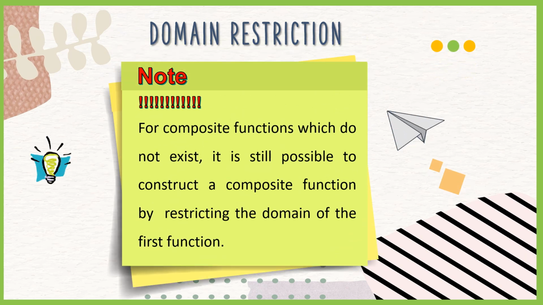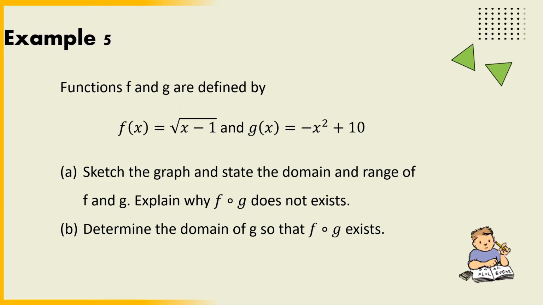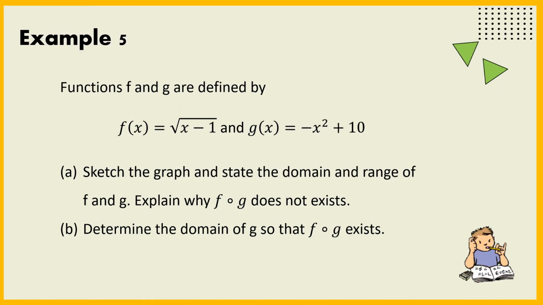For composite functions which do not exist, it is still possible to construct a composite function by restricting the domain of the first function. Here is an example where f of g does not exist, but we need to determine the domain of g so that f of g exists.